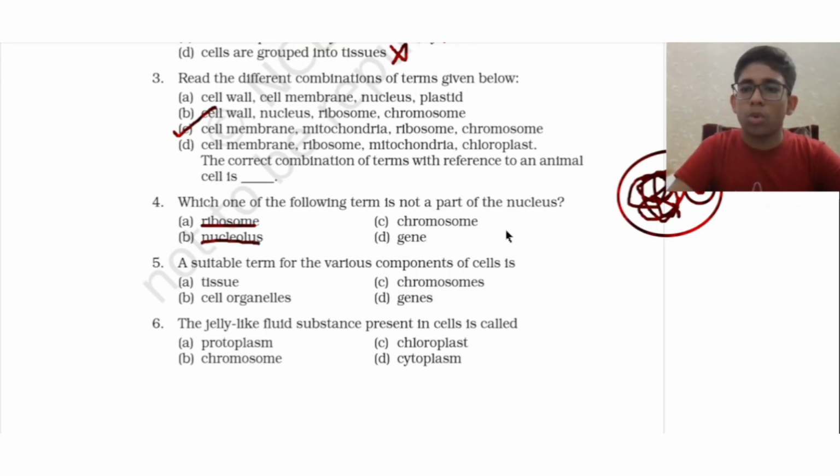Third option, chromosome. This material, chromatin, that is condensed, it is the form of chromosome. So it is also incorrect. Fourth option is gene. We know that the chromosome is like this structure. In this, the DNA is stored, and DNA is a gene. So we know that the gene is in the nucleus. So this option is also incorrect. So the correct option is ribosome.